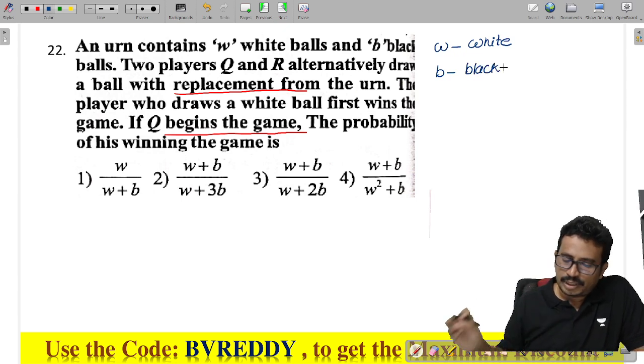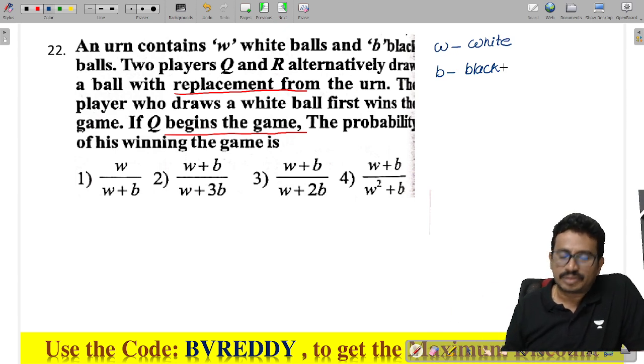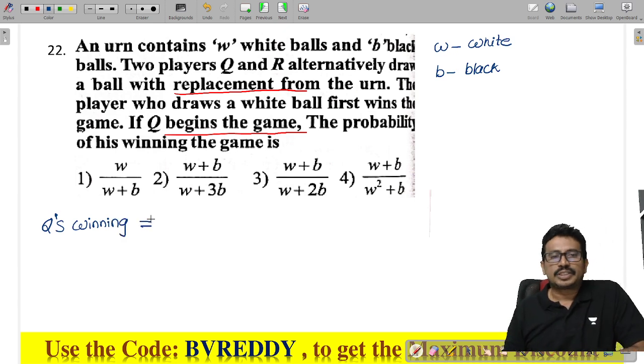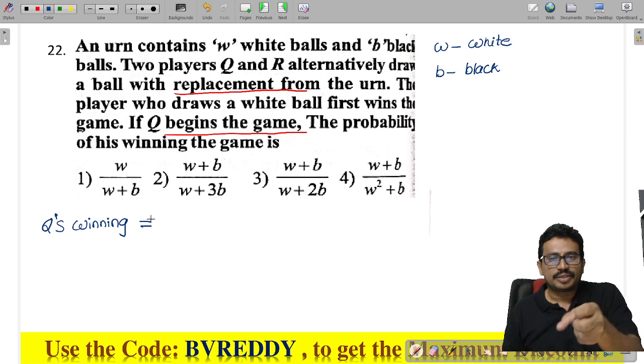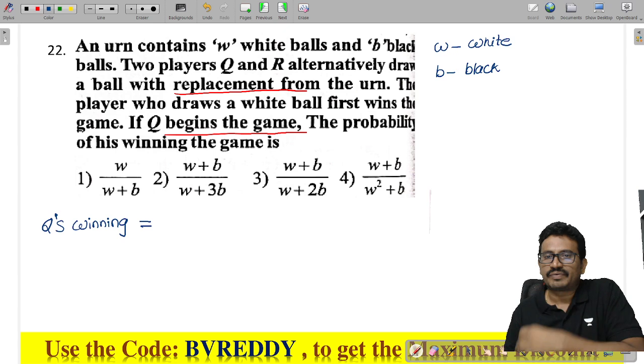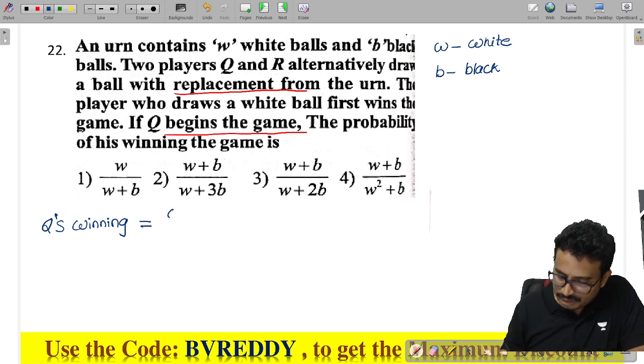So here a box contains W white balls and B black balls. Two players Q and R alternately pick one ball at a time. I want the winning of Q. So we should focus on Q always being the winner. Q started first and picked the ball, so the ball has to be white. What is the probability of getting a white ball? It is given as W by W plus B.